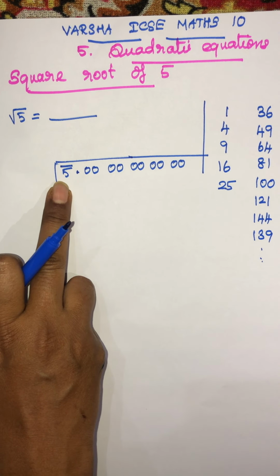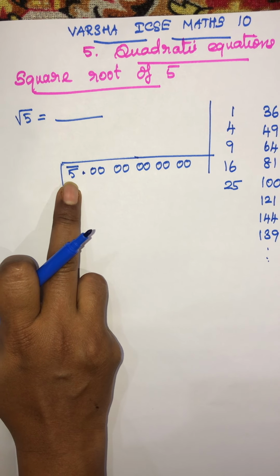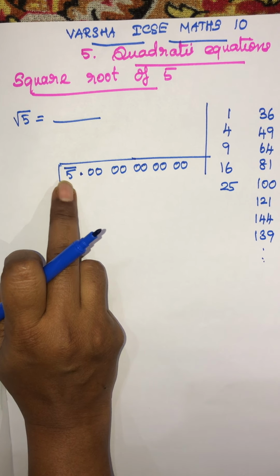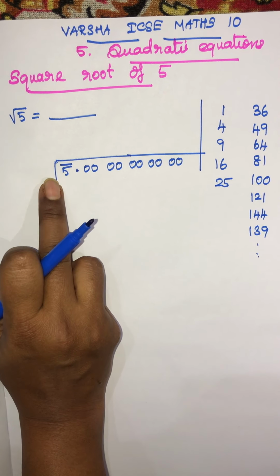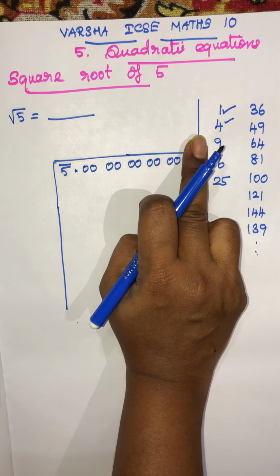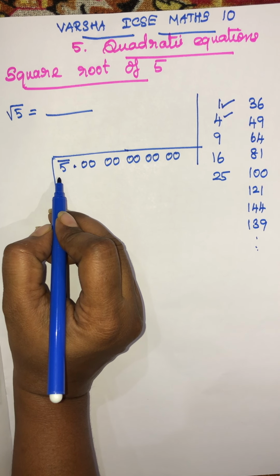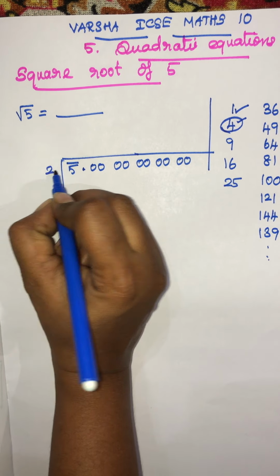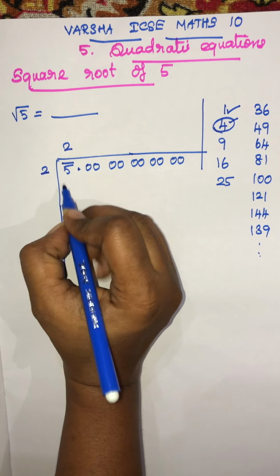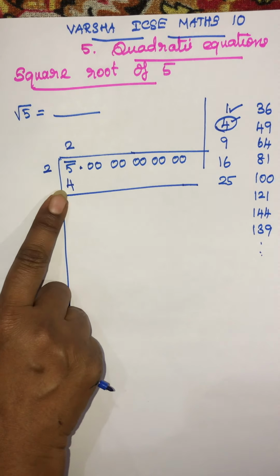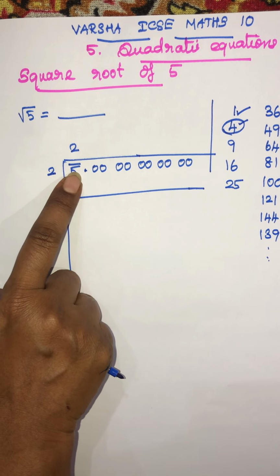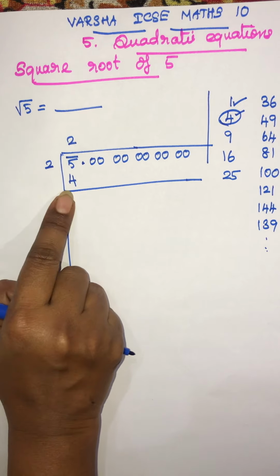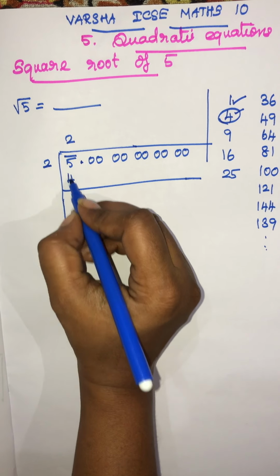Now 5 is the first number. The first step is to find the perfect square under the bar. What is the perfect square before 5? Before 5, there are 4 and 1. Which is nearby 5? Yes, 4. What is the square root of 4? That is 2. So this is 2 and 2, and 2 twos are 4. This is your first step: finding the perfect square before the number under the bar, and you write the square root of that number. 2 twos are 4, and subtract as usual. 5 minus 4 is 1.